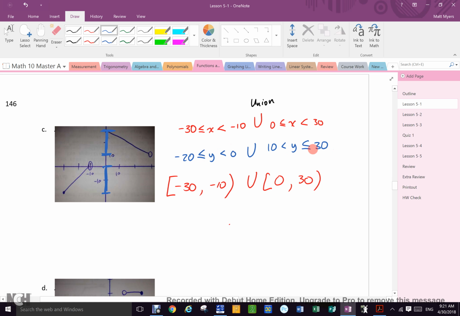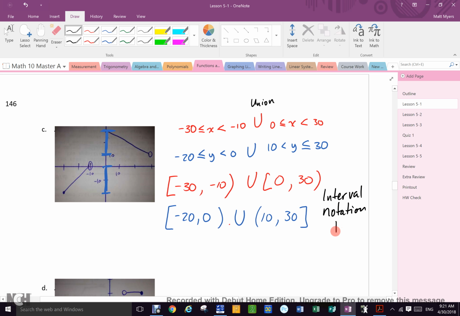What is it in domain? What's the lowest domain value? Minus 20, up to what? 0 first. Do I hit 20? Yes. So what kind of bracket? Square. Do I hit 0? No. So what kind of bracket? Round. Do I hit 10? No. Round. 10. Do I hit 30? Yes. Square. And this is called interval notation.